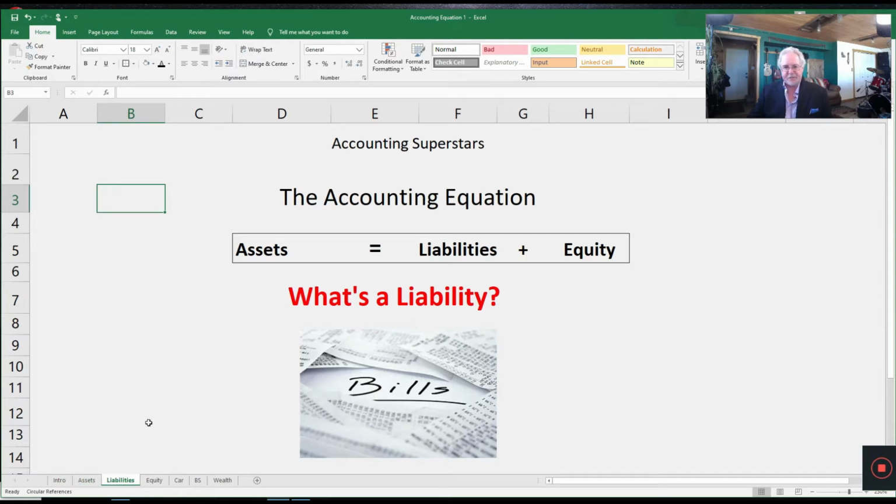Liabilities are bills. What kind of bills? Taxes. Maybe you owe your suppliers. Maybe you owe your workers. Got to pay some fees or whatever. It's anything that you owe.